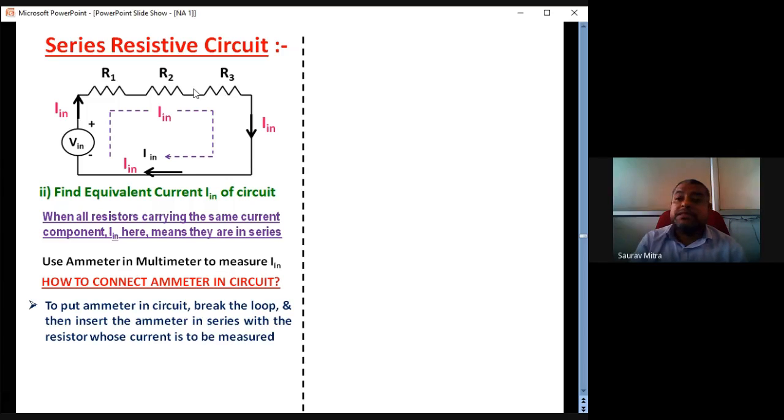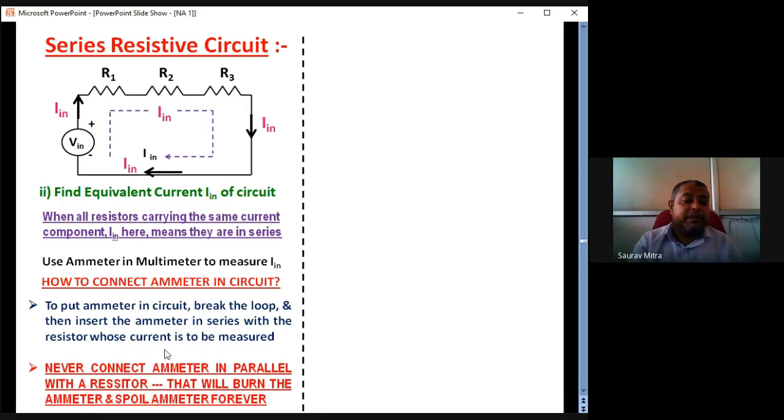So this is the biggest mistake students are doing. They're very casually connecting an ammeter in parallel with a resistance, and the whole ammeter will go bad. The main important thing is to put an ammeter in the circuit, break the loop, and then insert the ammeter in series with the resistor whose current is to be measured. That is a very important thing. Never connect an ammeter in parallel. I'll show you what is a parallel connection with a resistor. That will burn the ammeter and spoil the ammeter forever.